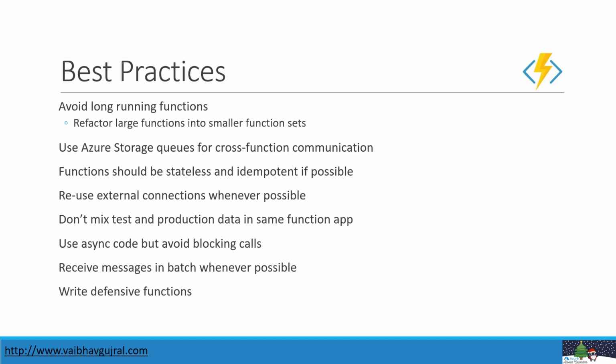Reuse external connections whenever possible. Don't mix test and production data in the same function app. Use async code but avoid blocking calls. Receive messages in batch whenever possible. Write defensive functions with the assumption that your function could encounter an exception at any time. Design your functions with the ability to continue from a previous fail point during the next execution.